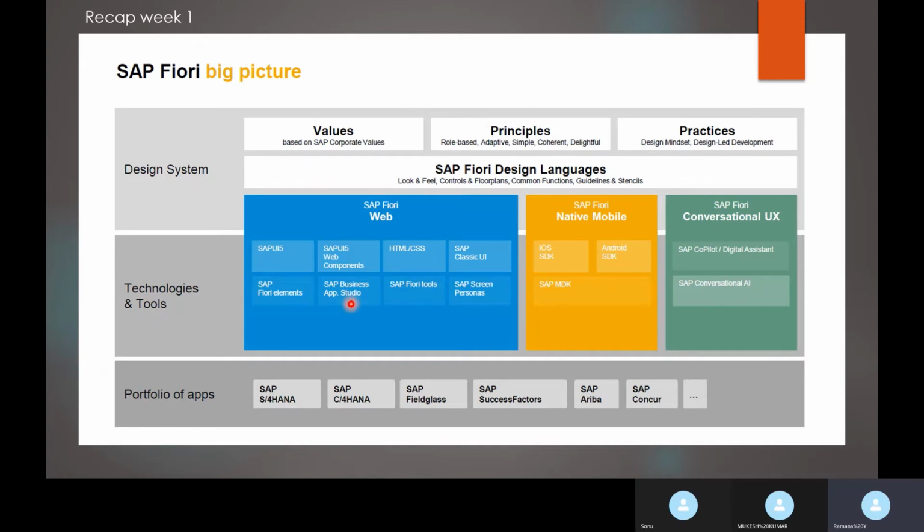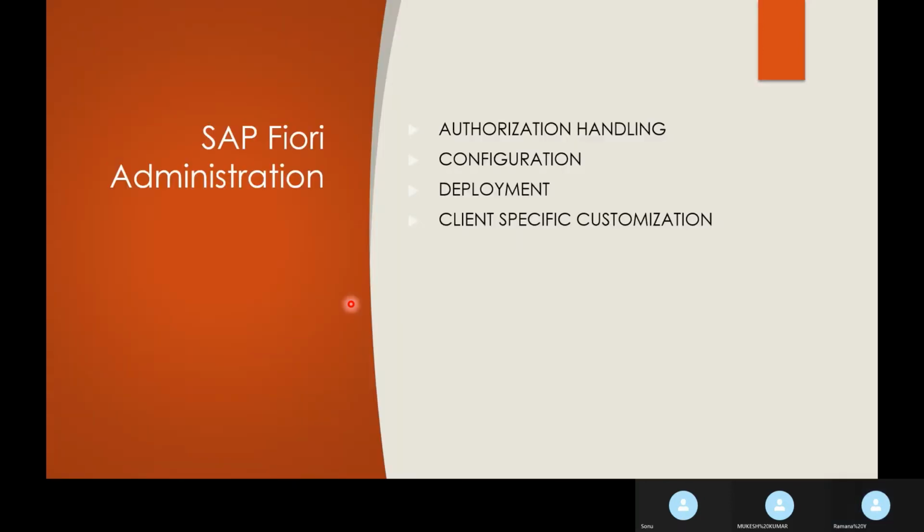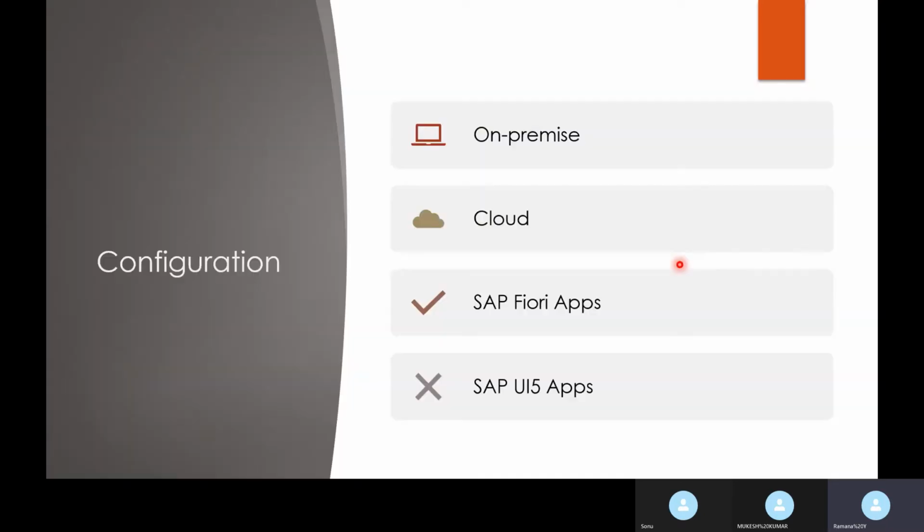So relatively, instead of building two apps at the same time, you can give the first application in 15 days and then the next application in 15 days. So in an agile way, we can start delivering new scenarios. Fine, so that's the big picture. The topics we cover are part of Fiori administration: deployment, configuration, authorization handling and client specification. So these are the topics we are going to see.